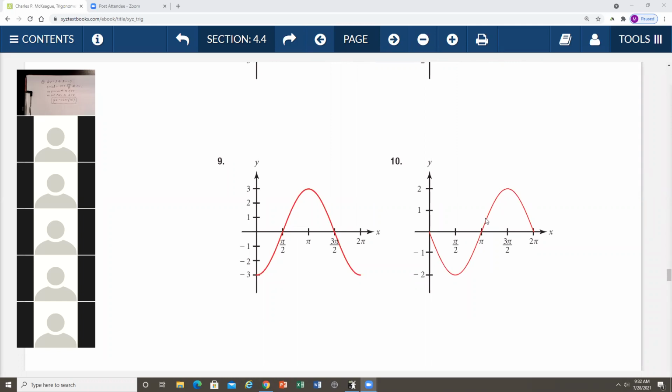Therefore, ladies and gentlemen, what would be the equation for number 10? Can anybody give me the equation for number 10? Go ahead. Y is equal to -2 sine x. That's it. That is it. Okay. Y equals -2 sine x.